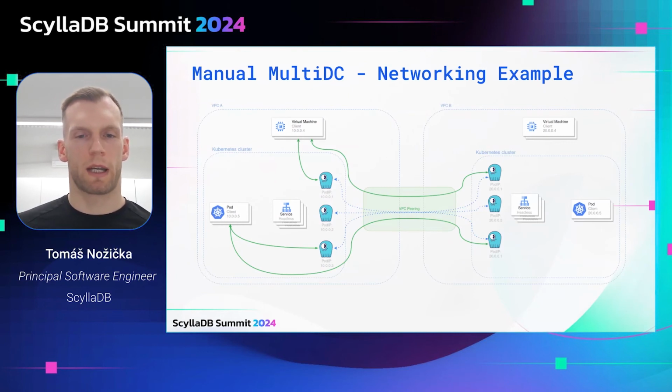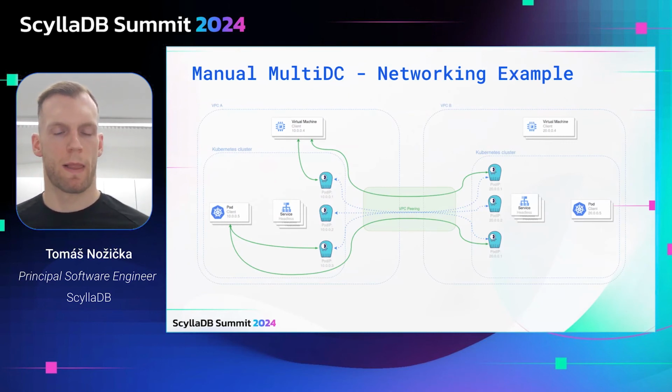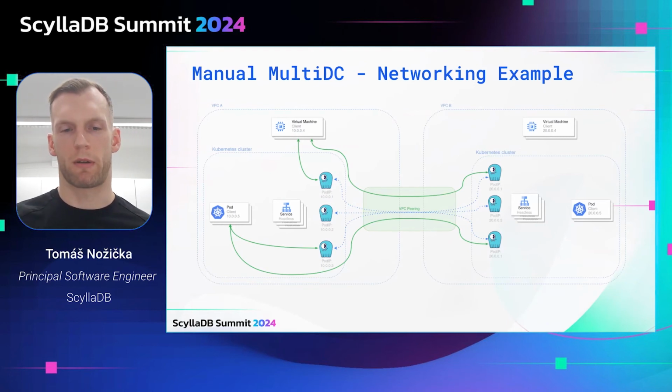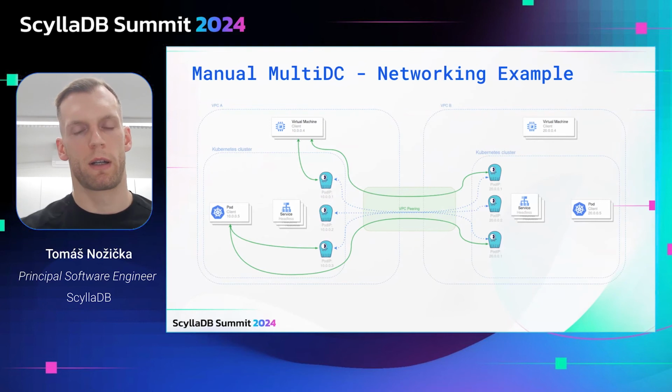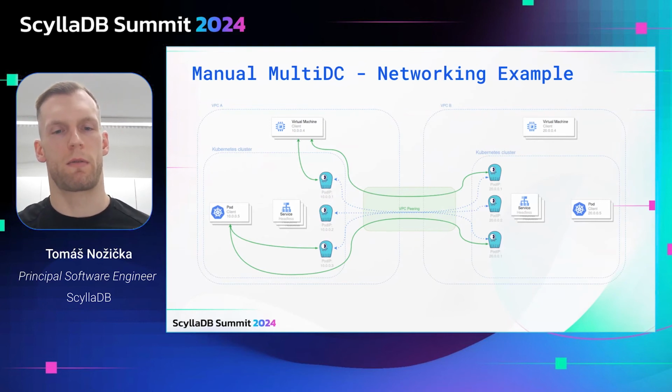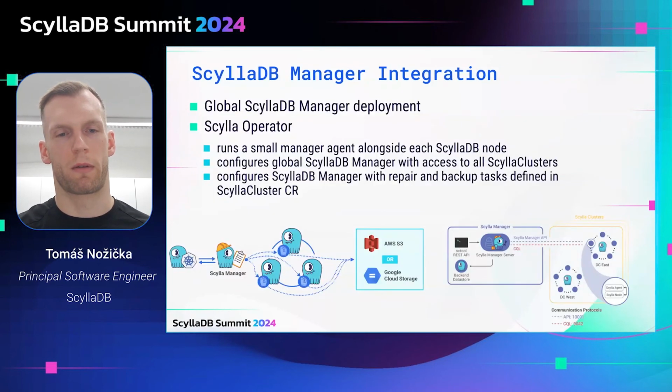So here is once again the networking setup that you could use for the MultiDC. We have already talked about it. You would set up pod IPs everywhere in the previous slide, and you would now expose the nodes from one data center to the other as well.